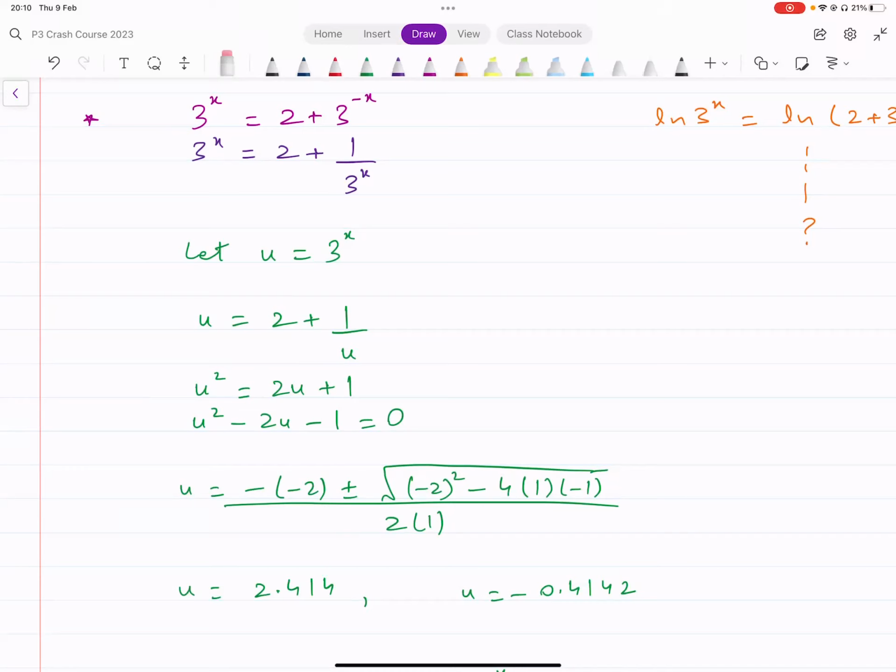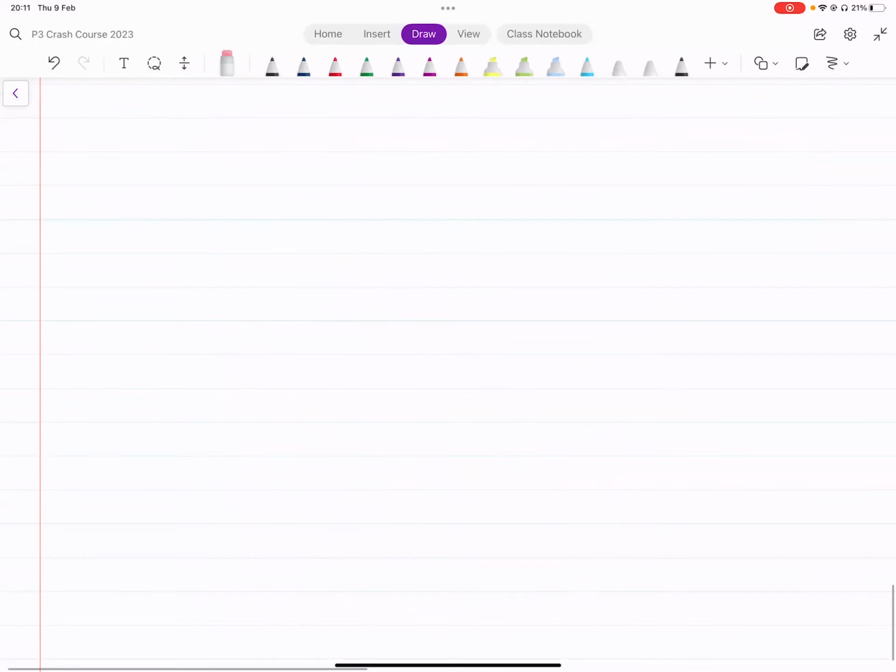All right, so that's another way of solving equations that involve powers like this. In this case, you have to use substitution like we did here. Okay, one last example and then we end. Let's try this. Let's say you have 2 raised to power 5x equal to 3 raised to power 2x plus 1.